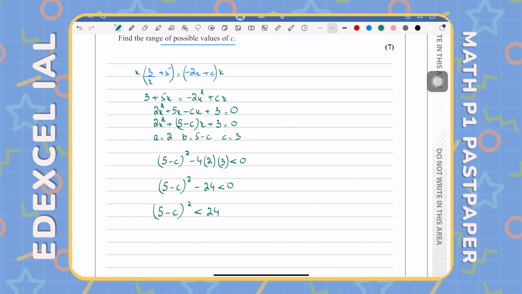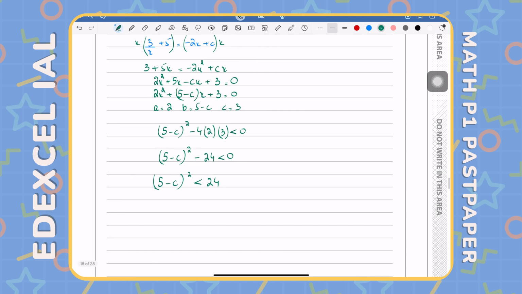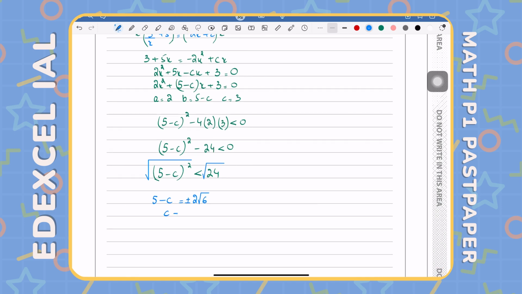Okay, now for a second, because ultimately we want x-intercepts, right? And then we're going to make a quadratic curve, and then we're going to write down the range. So for a second, let's assume that this is a quadratic equation instead of a quadratic inequality. So how would you solve it? You would solve it by taking the square root on both sides so that you can get rid of the square. When you do that, you have 5 minus c, and the square root of 24 will be equal to 2 under root 6. You can use your calculator. And don't forget the plus minus. So let's make c the subject. So c would be equal to 5 plus minus 2 times square root of 6.